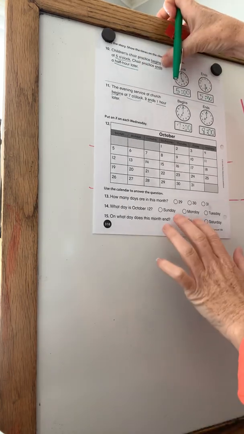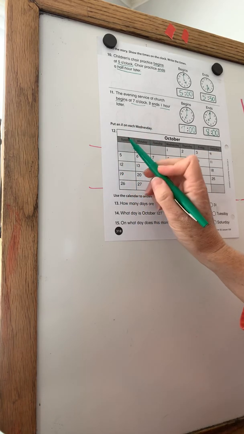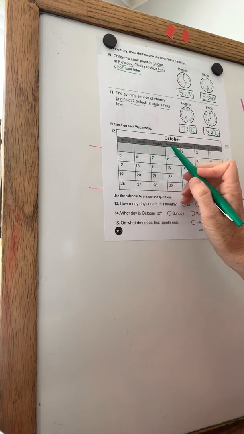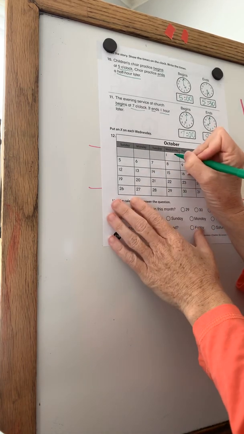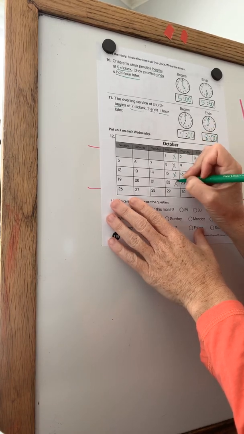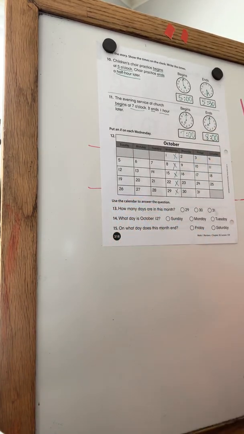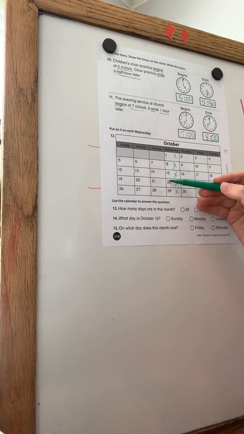All right, last section. Let's look at the calendar down here. All right, number 12, the first direction says to put an X on each Wednesday. So we need to find Wednesday on our calendar, which is here, and we need to put an X on every Wednesday. So I'm going to do that first, X every Wednesday. And I'm going to ask you, how many Wednesdays are in this October? There are 5. 1, 2, 3, 4, 5.